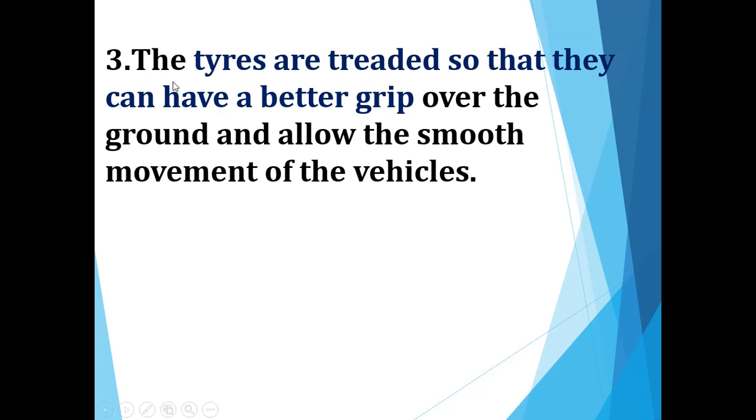Now, the second example is that tires are treaded so that they can have a better grip. In a vehicle, for the smooth movement of the vehicle, a good tire is very, very important. Yes, if the tire is not providing a better grip, then the vehicle will slip on the road. So the tires are treaded so that they can provide better grip over the ground and allow the smooth movement of the vehicles.